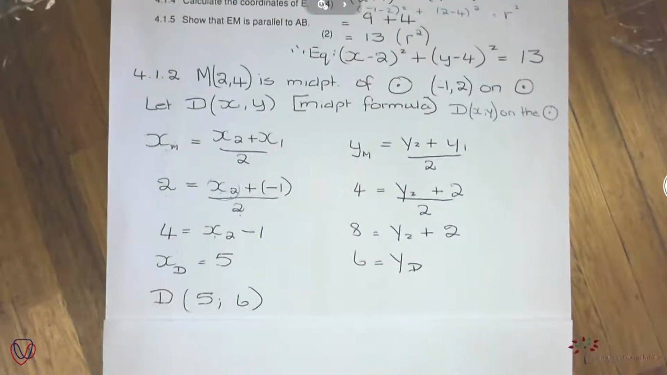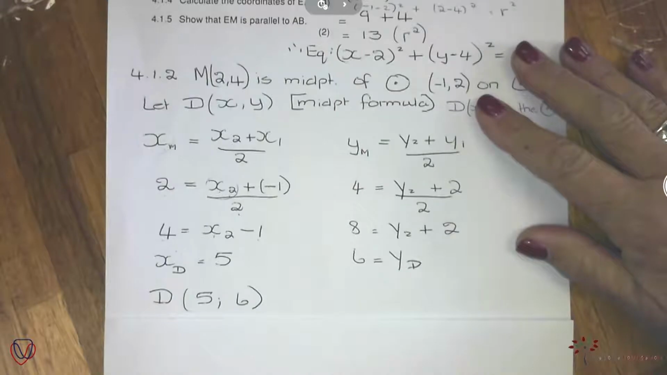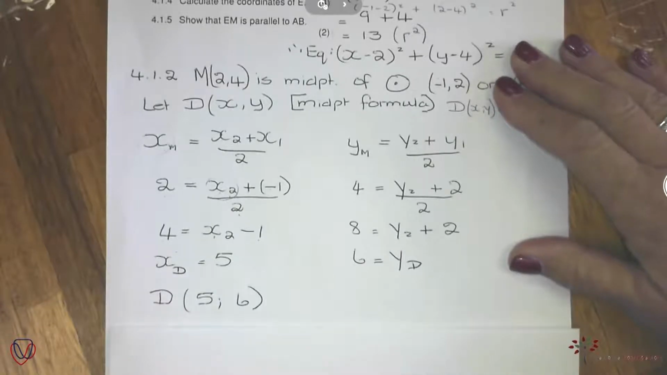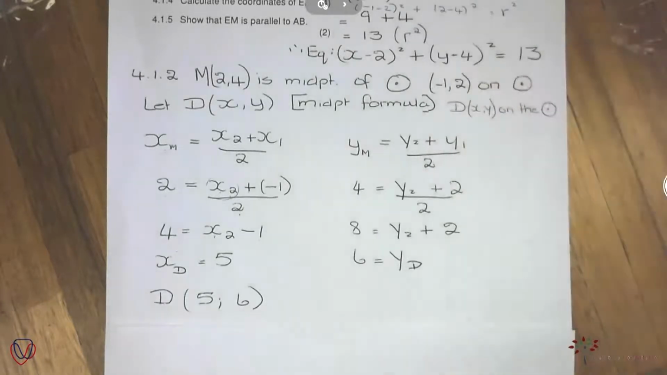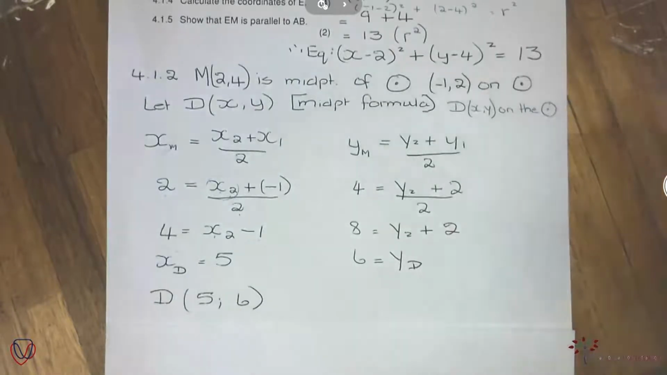I wrote it there. That was the question. You always make sure that you end up with what they want from you. Don't just stop there. Write the coordinates, because they said find the coordinates of D. I know those are the values, but if you write it in coordinate form, this is the coordinate form. Please, people, read your questions very, very well.